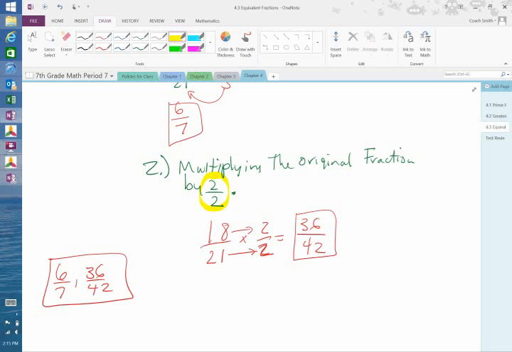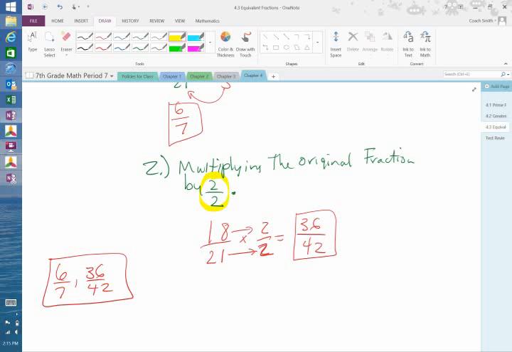To keep that from happening, so I don't have to answer, hey, coach, is this right? Is this right? Is this right? Instead of answering 18 different questions because 18 people used 18 different fractions to multiply by, we're always going to use 2 over 2. I repeat, we are always going to use 2 over 2 when you're multiplying to create an equivalent fraction.